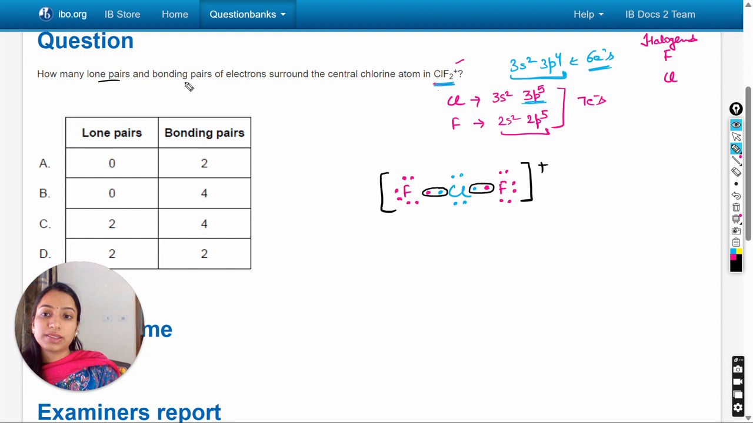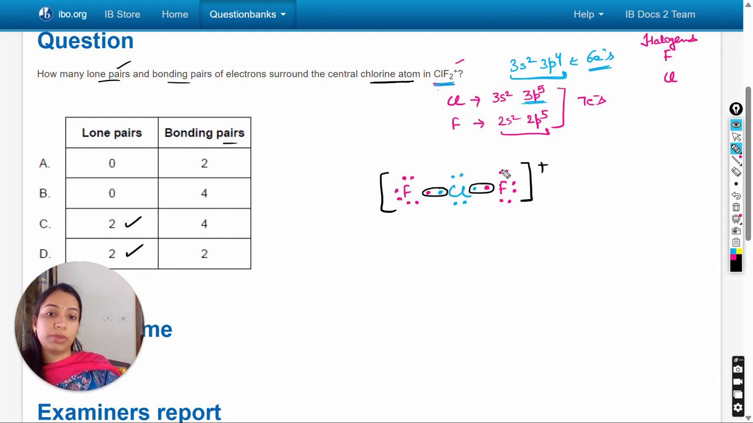in the question, lone pairs and bonding pairs are asked around the central chlorine atom. So we will calculate the lone pairs of only the chlorine atom. Now this electron and this electron of fluorine are involved in bonding. So these are the bonding electrons, and these are not involved in the bonding, which means these are the lone pairs. So a total of 4 electrons, which means 2 lone pairs. Answer can be C option and D option.